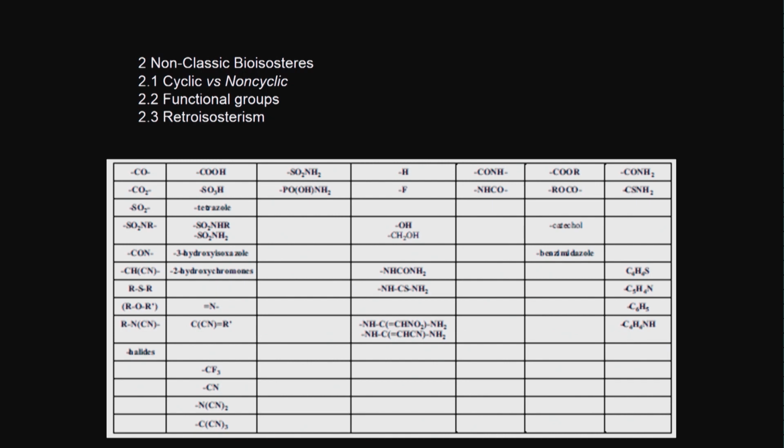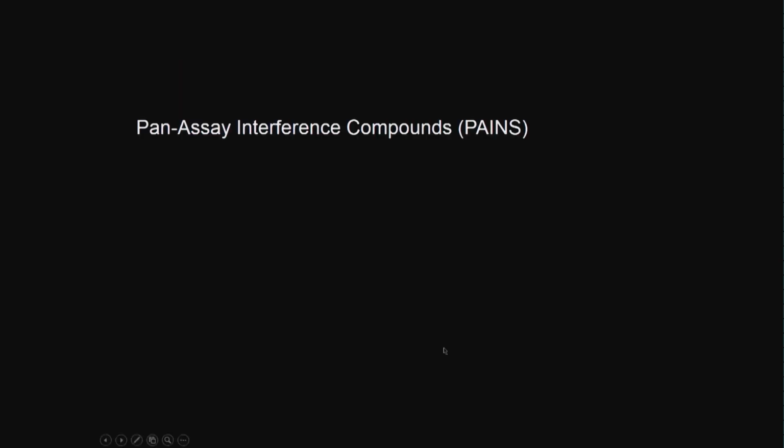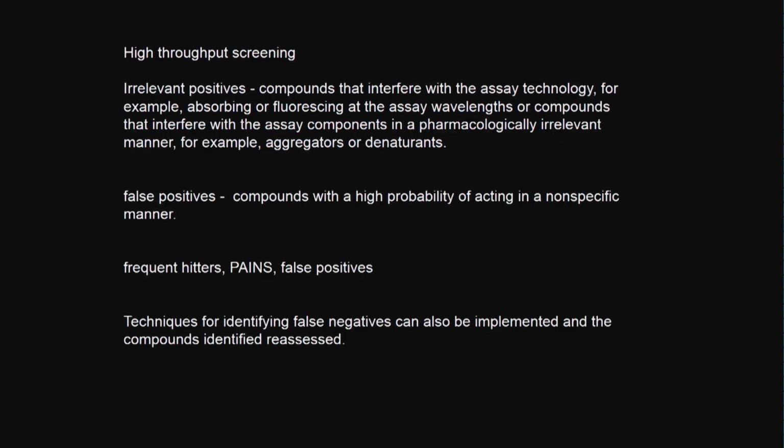Now, another important concept which has become very important in the past 5 to 10 years, I would say, is called pan-assay interference compounds, PAINS. What does pan-assay interference compound mean? When we do high-throughput screening, we sometimes get irrelevant positives, false positives, frequent hitters, irrelevant compounds that interfere with the assay technology.